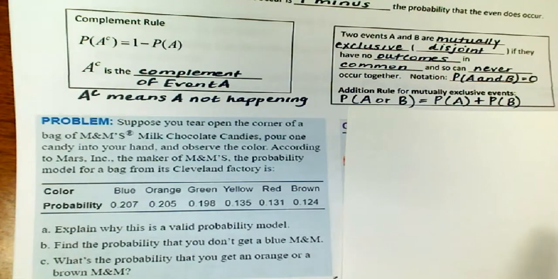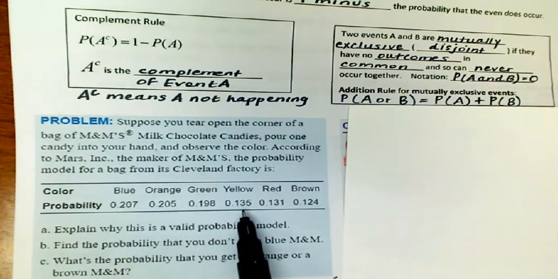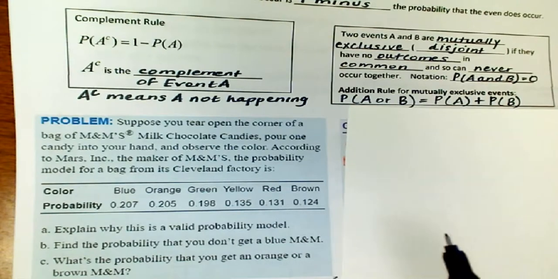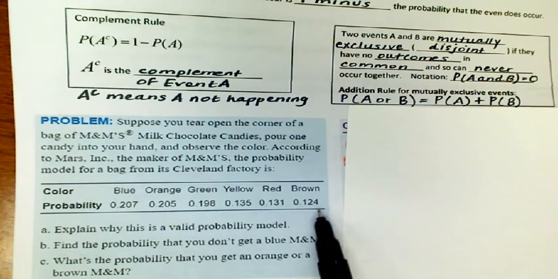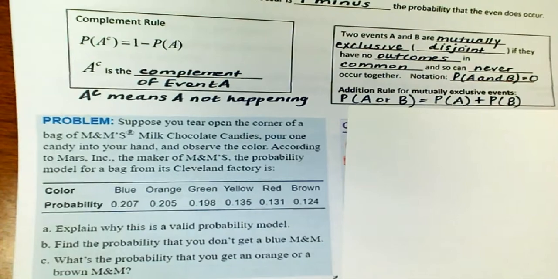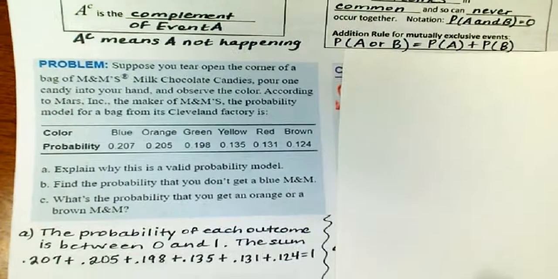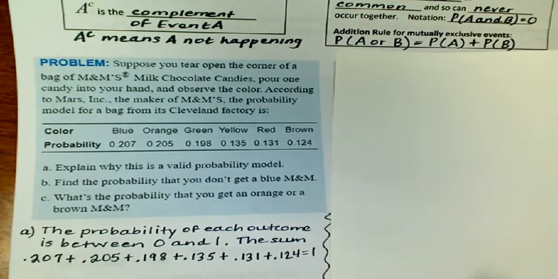Part A says, explain why this is a valid probability model. Remember, there's two things that you need to check. Number one, is each probability between 0 and 1? Yes. And number two, do all these probabilities add up to be 1? So that's how you know if you have a valid probability model. So let's jot down what I just said. The probability of each outcome is between 0 and 1. And the second part you need to look at is that the sum adds up to be 1. And if you add those probabilities up, they will add up to be 1.